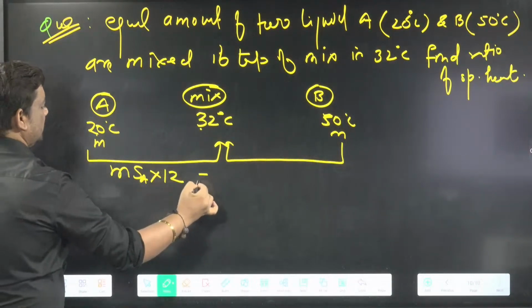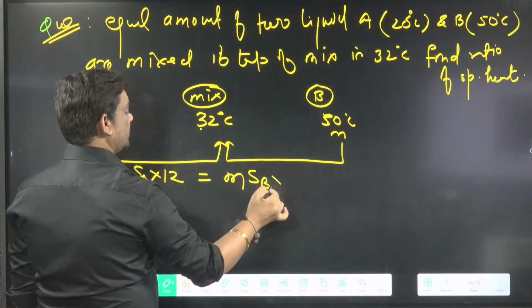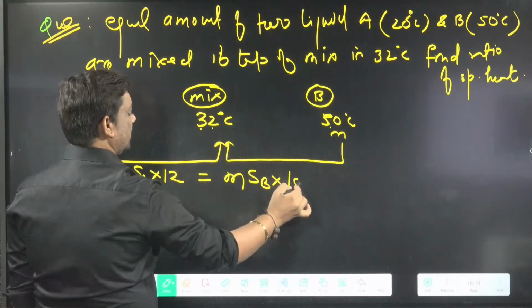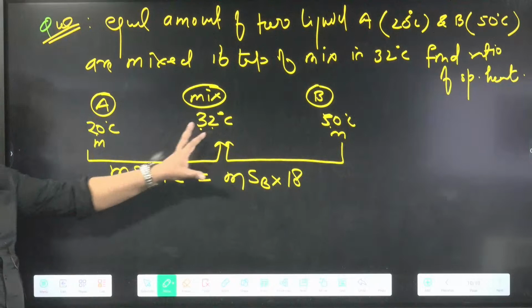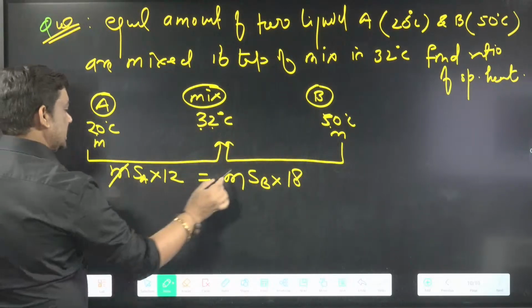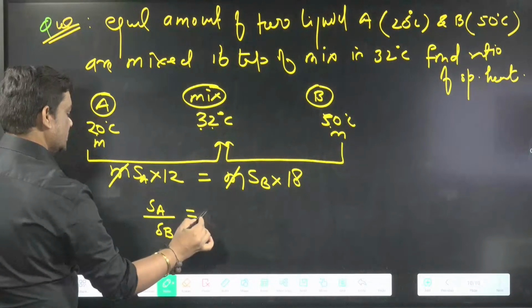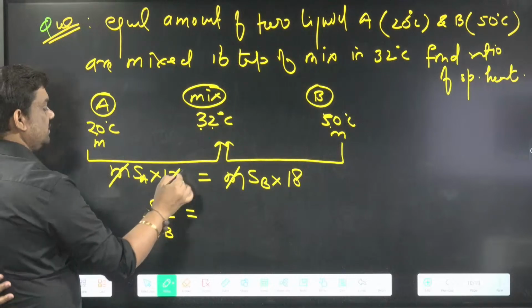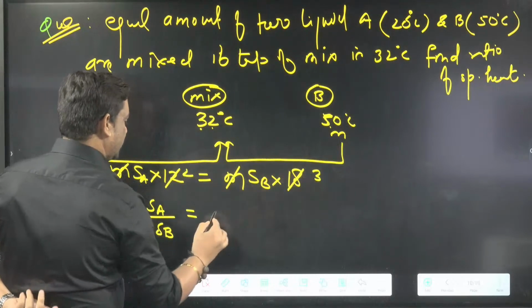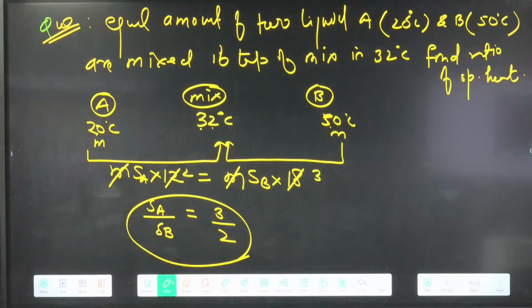Okay, 12. This side we can write MSB, and what is the temperature here? 50 minus 32, that is 18. Here energy is absorbed and here energy is released. Then mm will be cancelled here, so we can write SA by SB. Using 6 I can cancel, so here 2 and here 3. So finally it becomes 3 by 2. That is your SA by SB. SA by SB becomes 3 by 2.